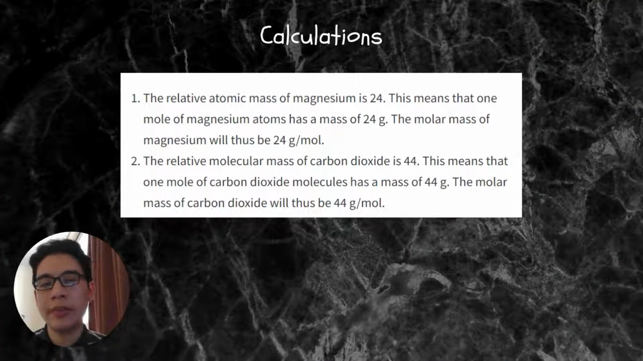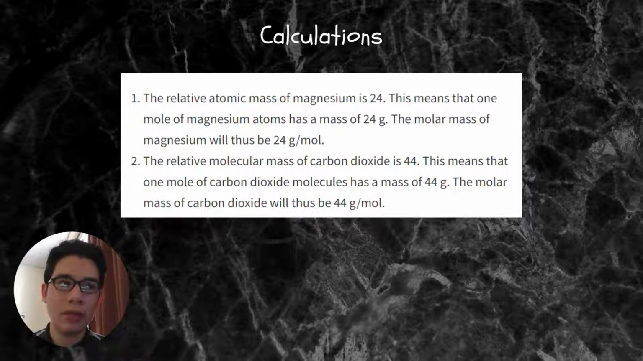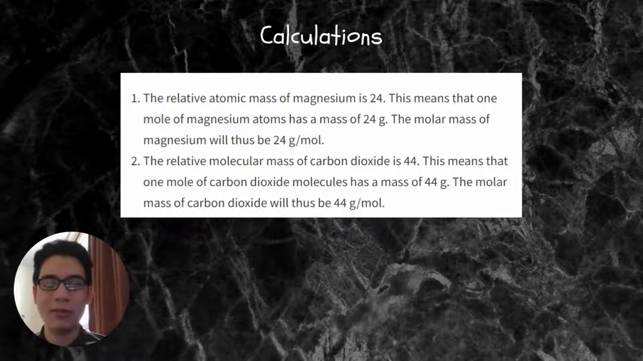Here is an example of calculations that I have found on the internet on how to find the molar mass by looking up the relative atomic mass that you can find on the periodic table. I'm so sorry, I cannot say periodic table fast, so I'm just going to say it slowly. Never mind, ignore that. You can pause this video to understand it.